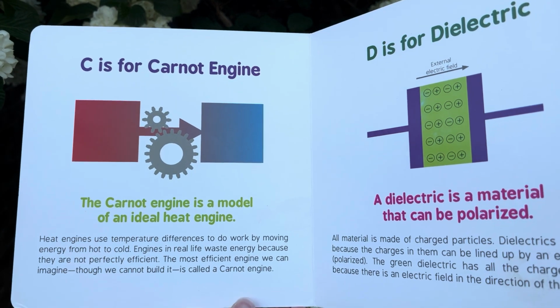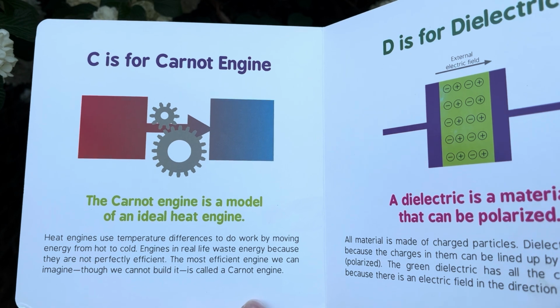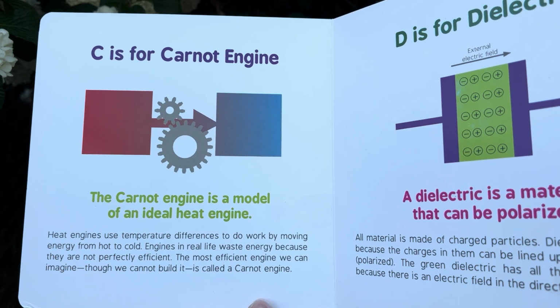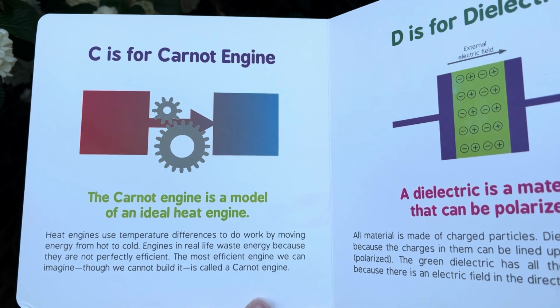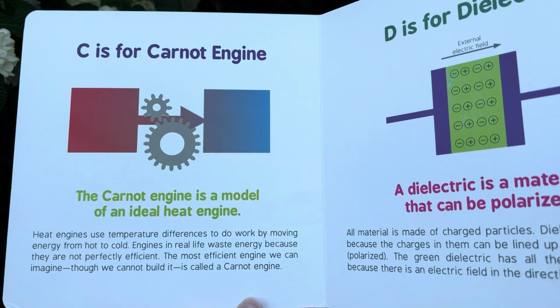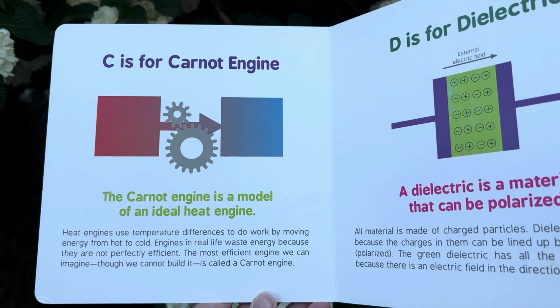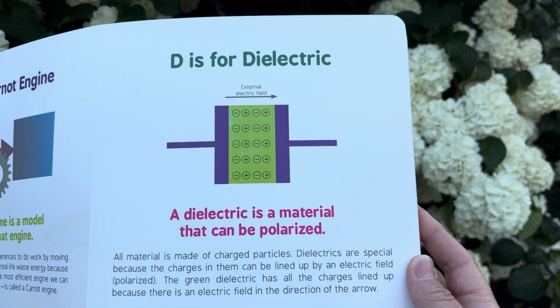C is for Carnot engine. The Carnot engine is a model of an ideal heat engine. Heat engines use temperature differences to do work by moving energy from hot to cold. Engines in real life waste energy because they are not perfectly efficient. The most efficient engine we can imagine, though we cannot build it, is called a Carnot engine.